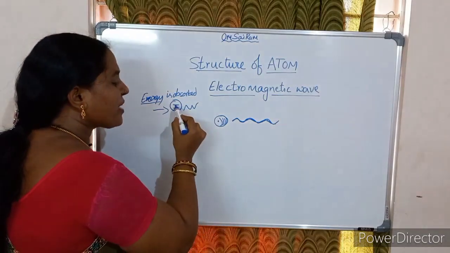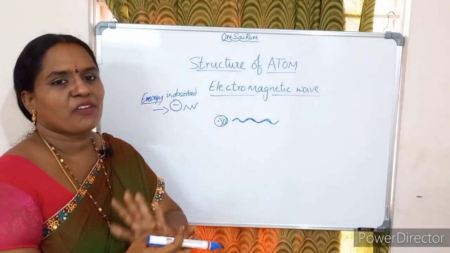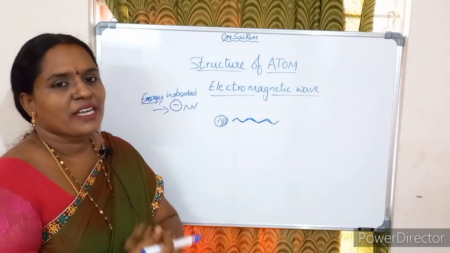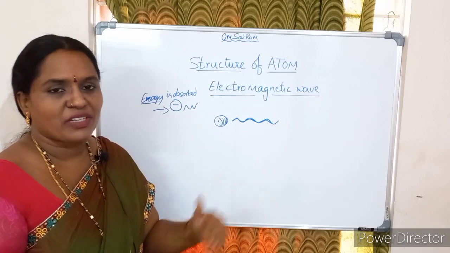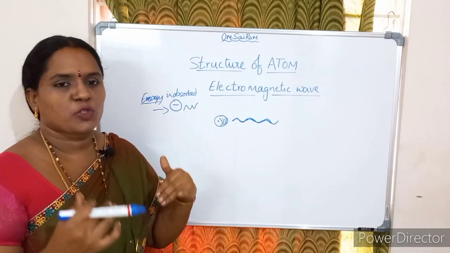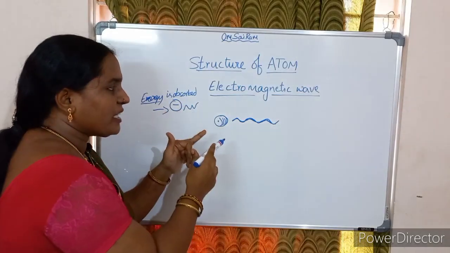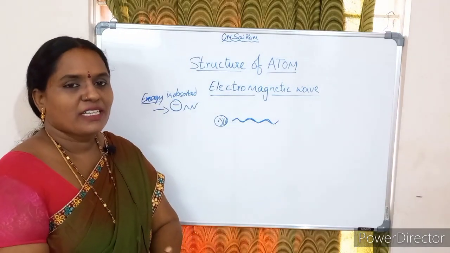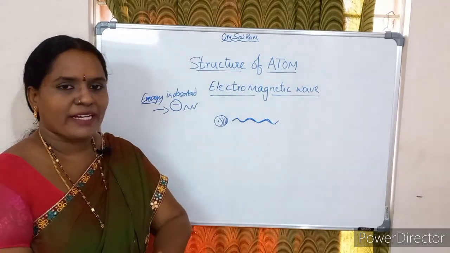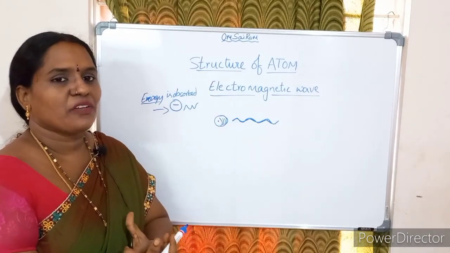The disturbed electric and magnetic fields propagate in the form of a wave. That wave is called an electromagnetic wave. For example, light. Light is an electromagnetic wave.